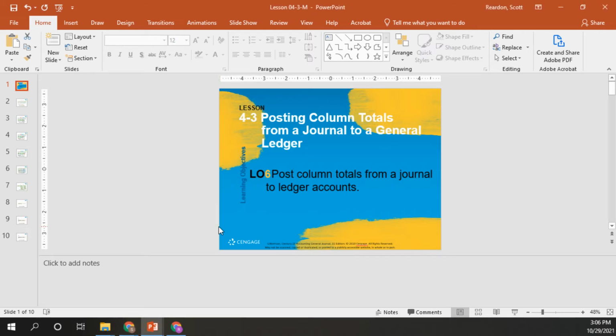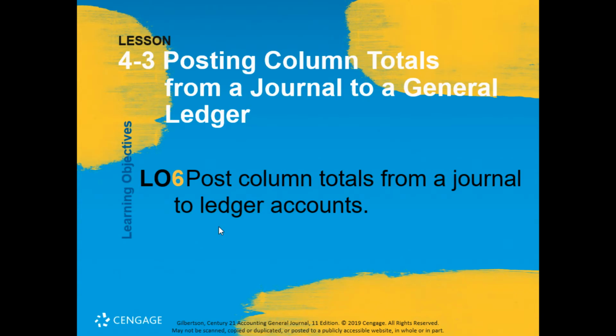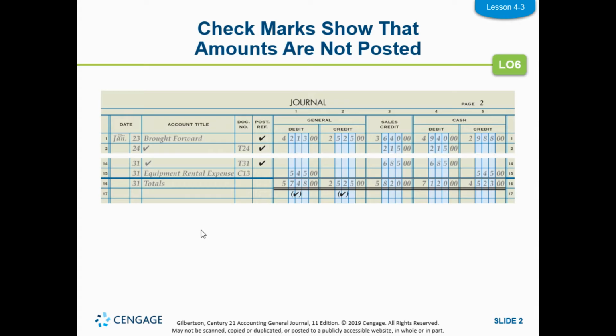Okay, we're going to start talking here about posting column totals from a journal to a general ledger. We've been posting different individual entries to our multi-column journal, and now we're talking about taking what's in our special columns in particular and posting those to our ledger. So it kind of looks like this, all right?